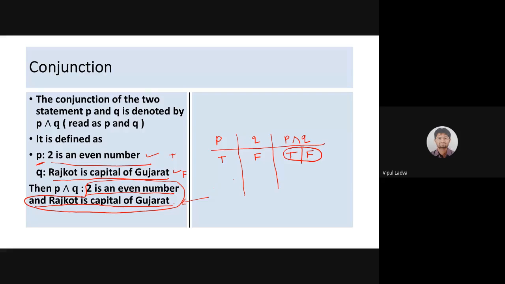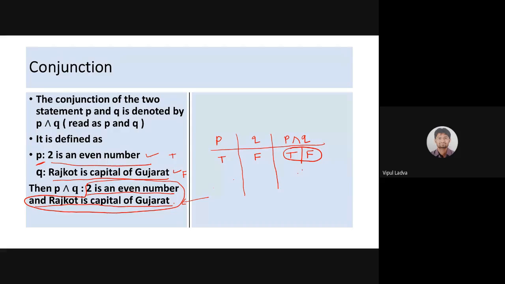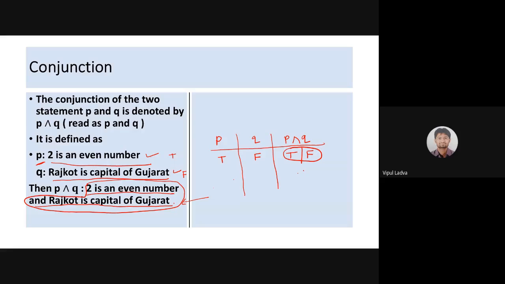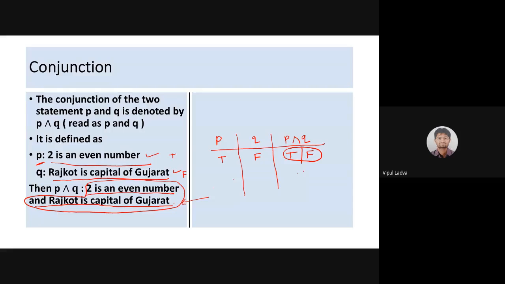False. It will be false. Surely it will be false. So we have one conclusion: the truth value of the conjunction will be true if and only if both the statements have truth value true. अगर दोनों statement की truth value true है, तभी जाके वो conjunction की value true होगी. Is it ना? Yes or no?